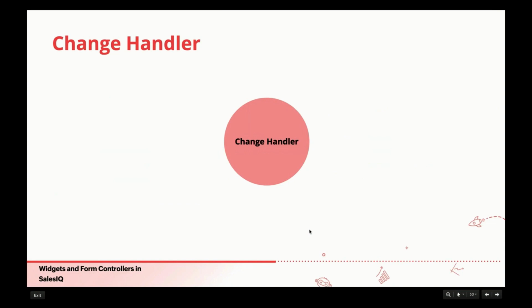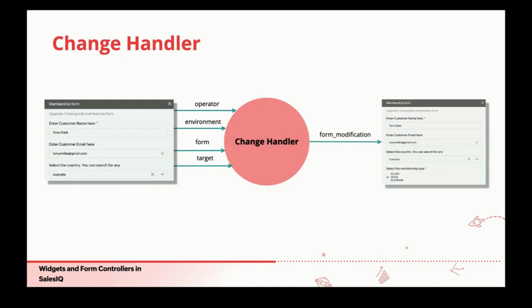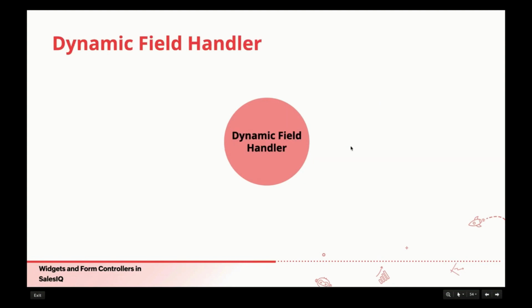Then you have the change handler. So this can be used to either add, remove, or update fields in your form, depending on the input that is made for a certain field. So again, what inputs will be passed here are the details of the operator who's accessing the widget, the details of the environment, the details of the form object and the input values, and then the details of the field and the selected input that has triggered the change. So here the response of the change handler will be form modification, as you see here in the example. So once the change handler is executed, you will get a modified form like this. An additional field will appear.